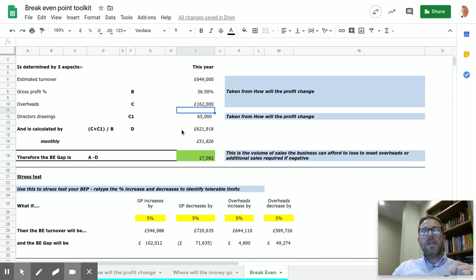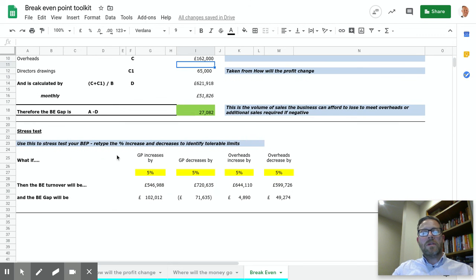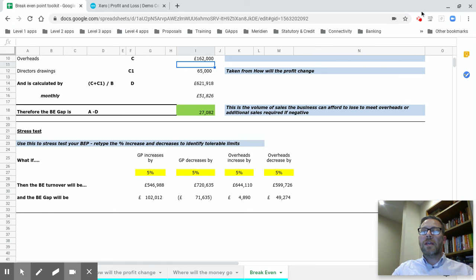So that's good news for me because my break-even position, 621,000, is less than my estimated turnover. So in other words, I'm making £27,000 more than I actually need just to pay off the overheads. What we've done down here as well is we've put some tolerance levels in. You could see that if the GP decreased by, say, 5%, I would then fall short of my turnover by £71,000. And there's similar examples for overheads increasing and decreasing and gross profits changing as well.